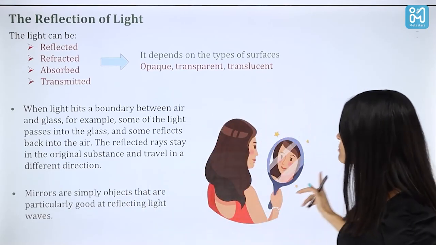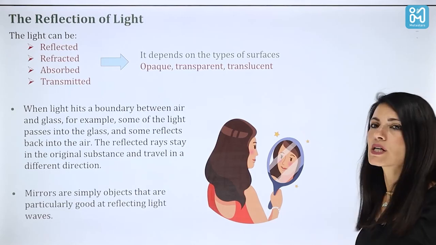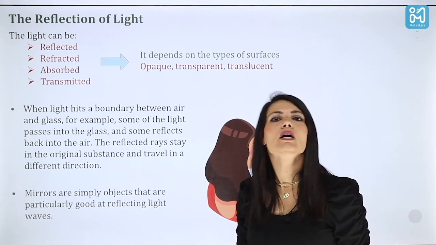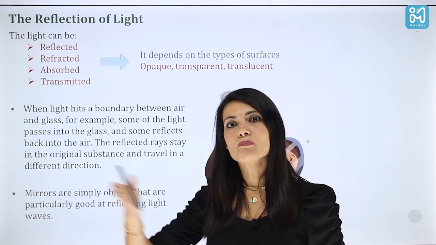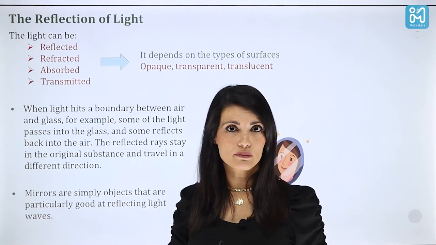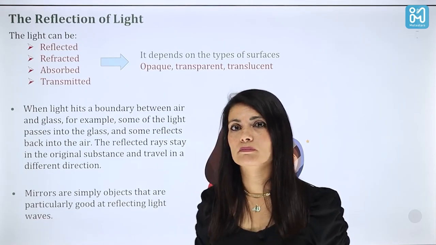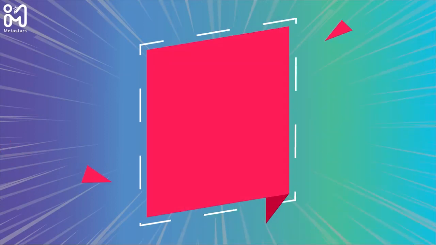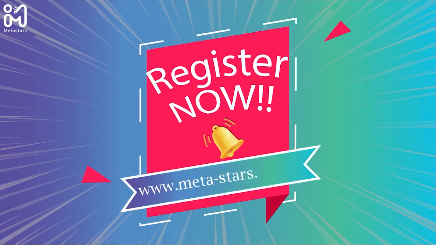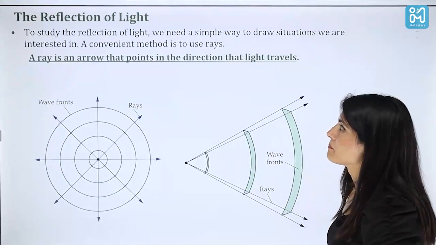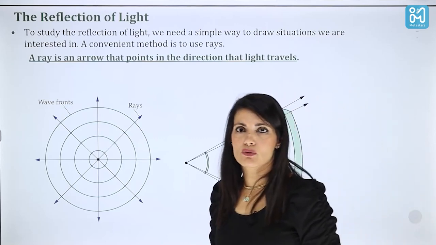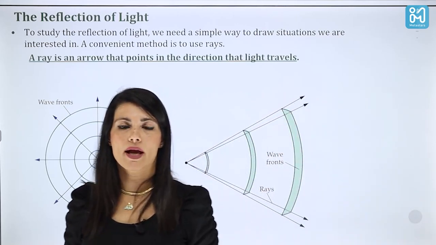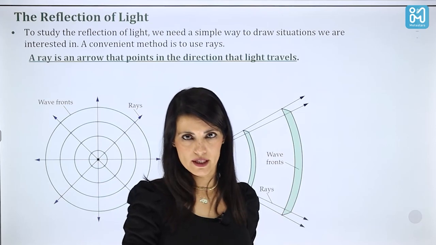Mirrors are simply objects that are good reflectors of waves. The light does not pass through a mirror. However, we can see an image in the mirror. Now, to study reflection, we actually need to draw and to reach the law of reflection.